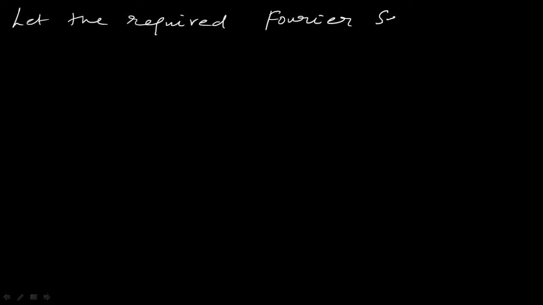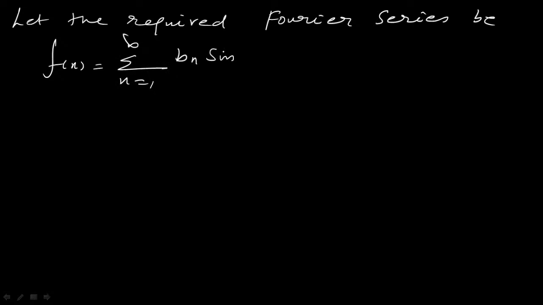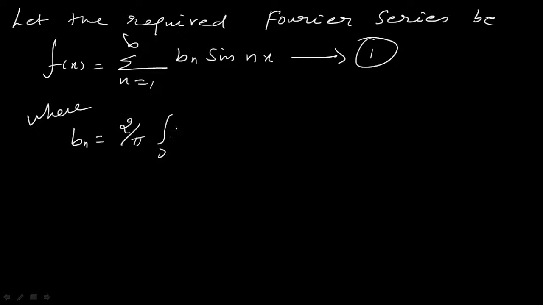The required Fourier series is of the form f of x equal to, it does not have a0 and also an, so you have only the sum from n equals 1 to infinity of bn sin nx. Take this as equation number 1. The formula we use to calculate the value of bn is 2 by pi integral from 0 to pi of f of x sin nx dx. Just replace f of x by the given function.